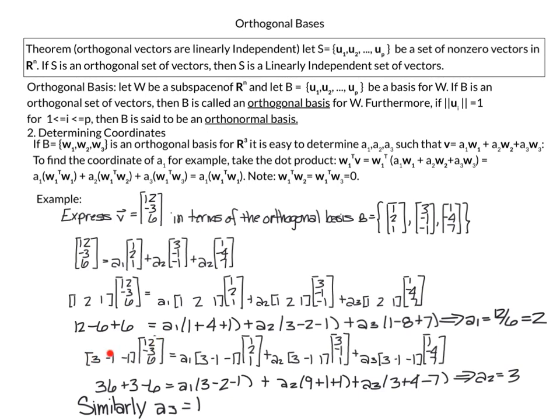Anyway, I do my multiplication here. I get 3 times 12 is 36. My minus 1 times minus 3 is positive 3. Minus 1 times 6 is minus 6, equal to a1 times something. And now look here, I have 3 minus 2 minus 1, and this goes to 0. And then I have a2 times 9 plus 1 plus 1. Plus my a3 times 12 minus 1 minus 7... this goes to 0 as well. So what I get is a2 is equal to 3. Similarly, I can find a3 is equal to 1.